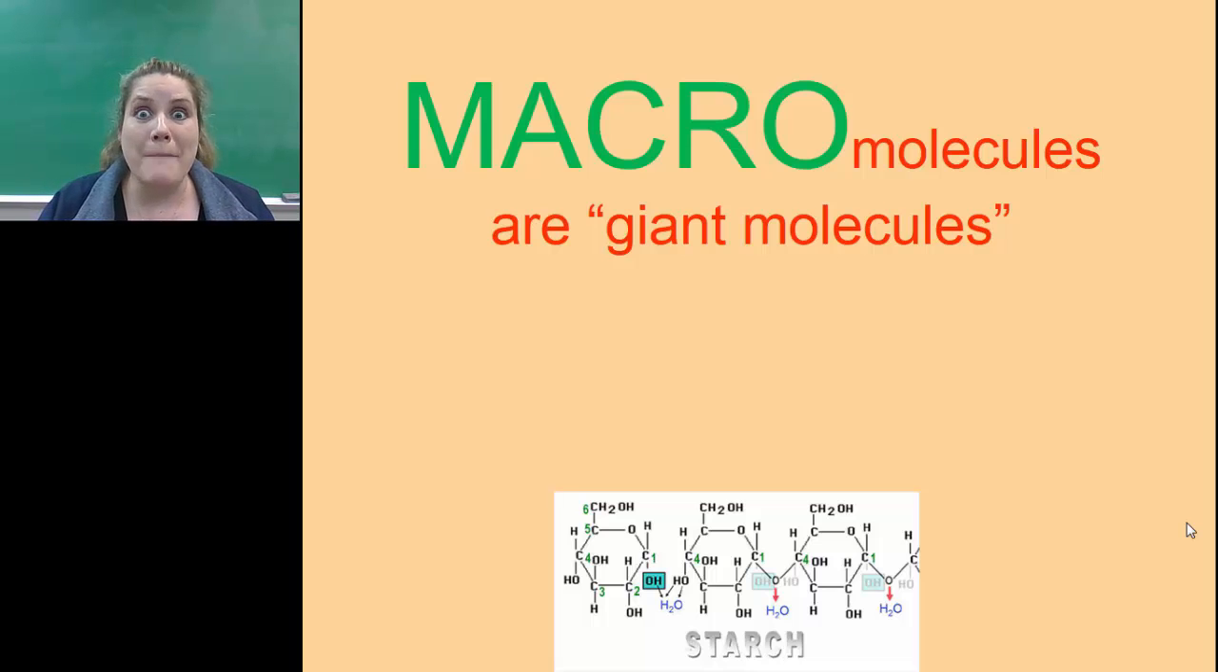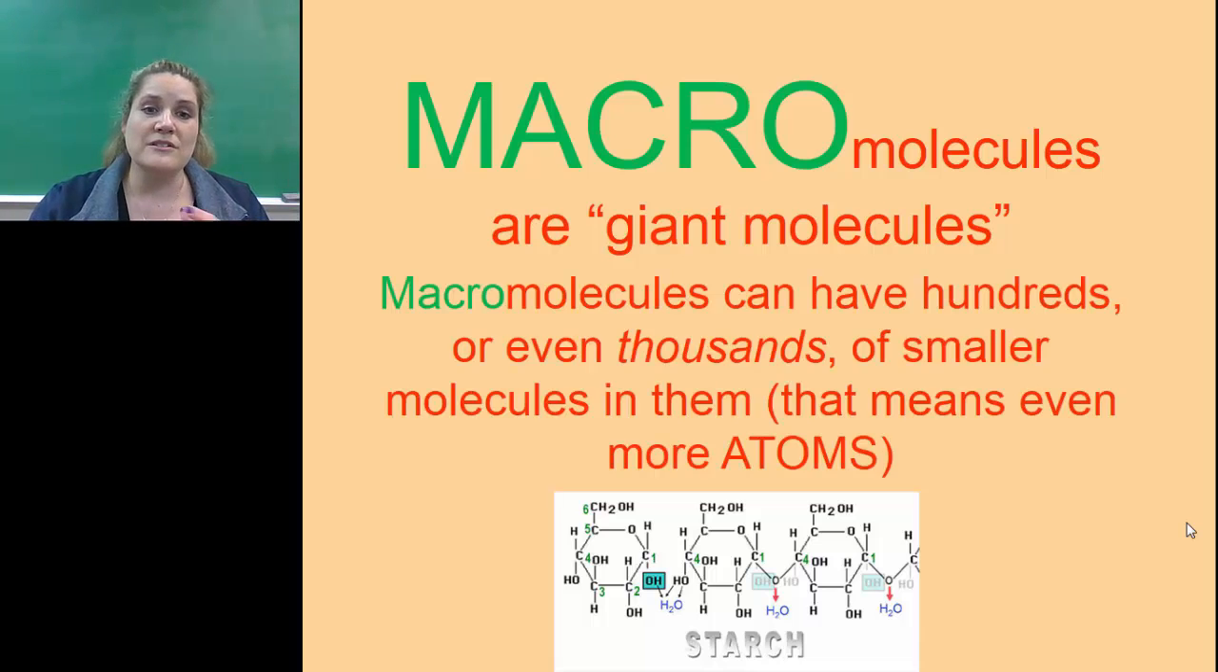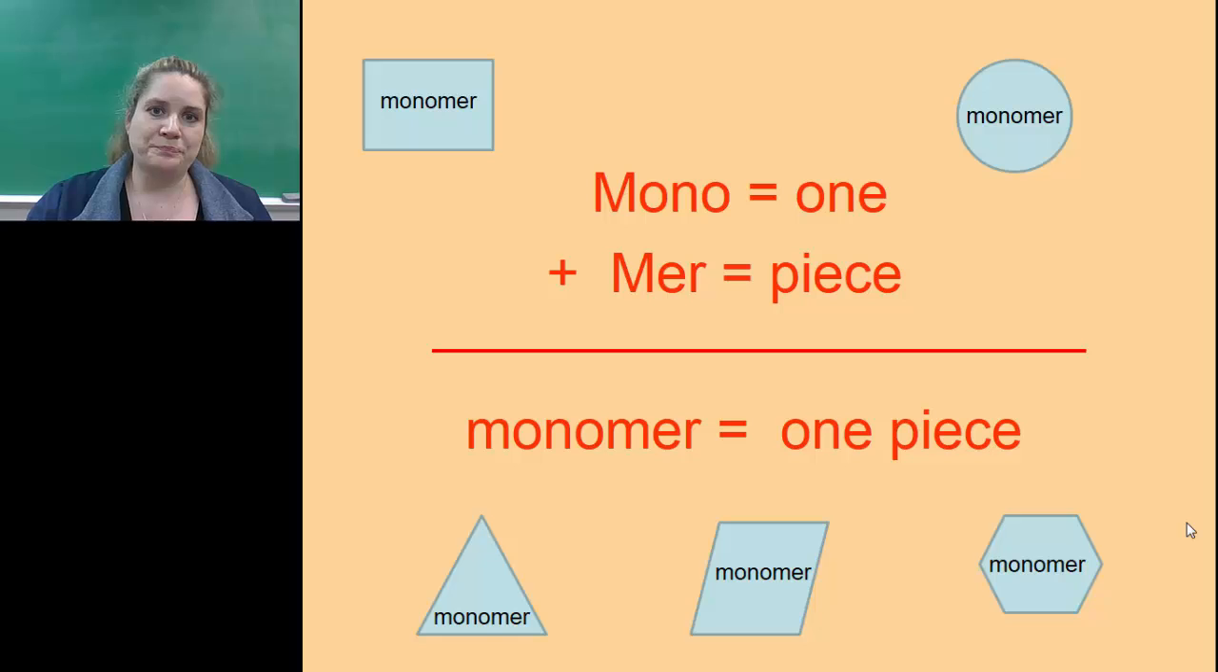All right, so the word macro means really, really big, right? So a macromolecule is just a giant molecule. So when we talk about macromolecules, we're talking about really, really big molecules. We're no longer talking about CO2 with 3 atoms in it. We're not talking about even glucose with 24 atoms in it. We're talking about molecules that have thousands and thousands and thousands of atoms in them. So they're made up of smaller molecules and then atoms within those smaller molecules.